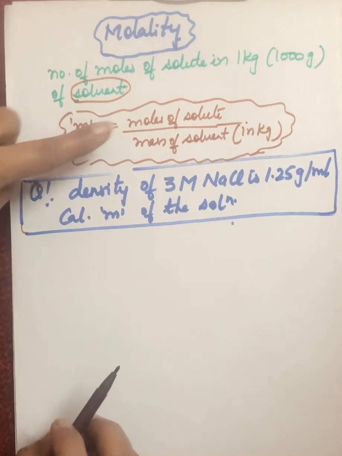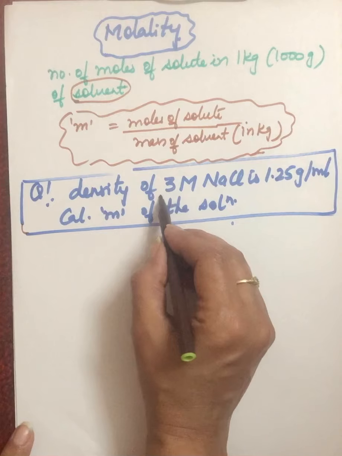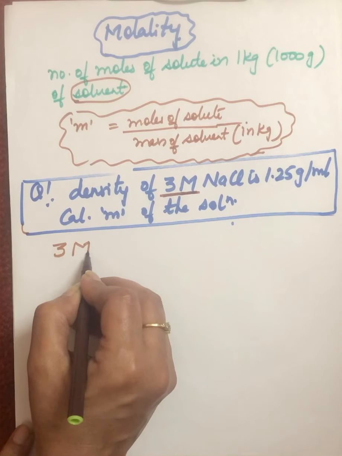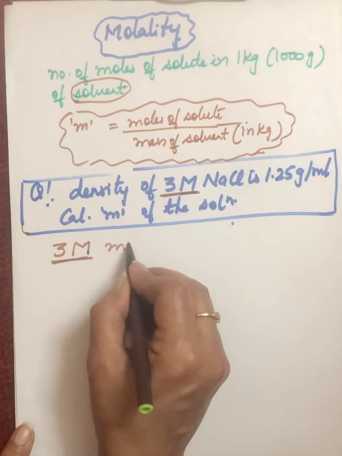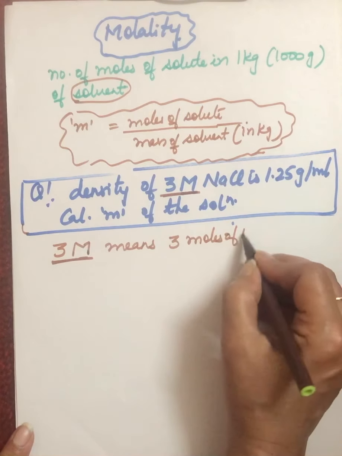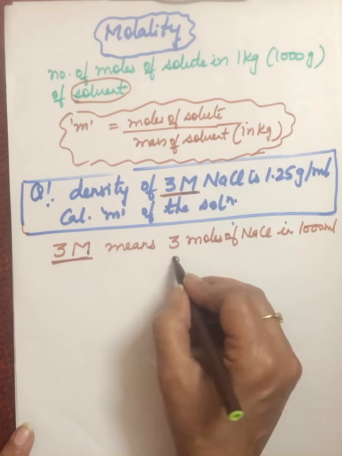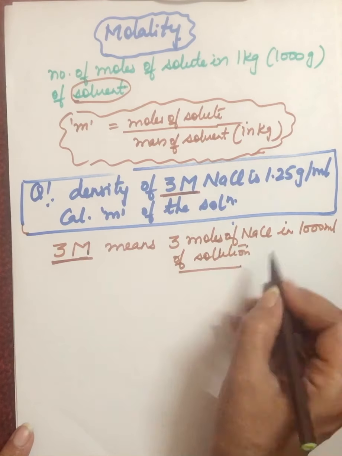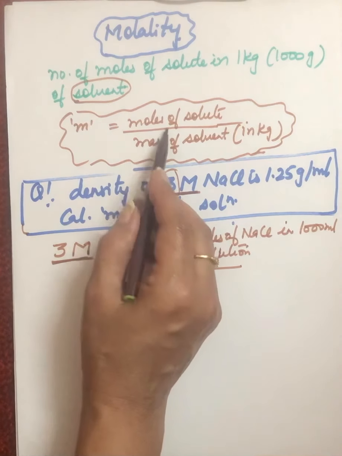Now, what is molality? It's moles of solute. Do we have moles of solute given here? Yes. This 3M, what is the meaning of 3M? M is molarity. Molarity means number of moles in 1 liter. And 3M means 3 moles of NaCl in 1 liter, or we can say 1000 ml of solution. So actually in the statement we know the moles of the solute, 3 moles of solute.